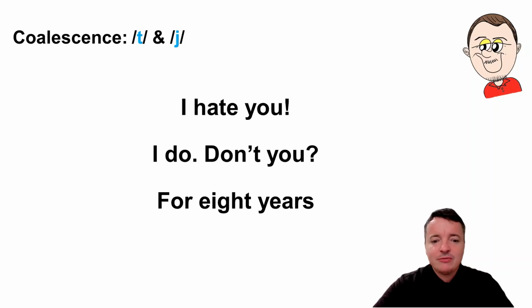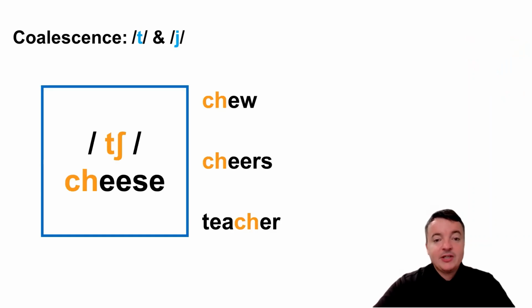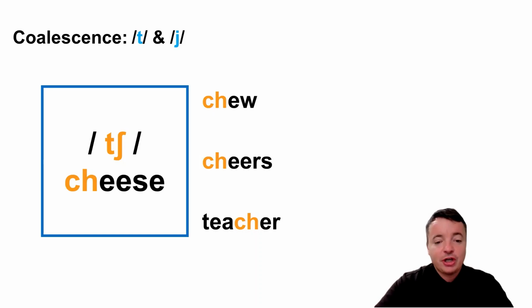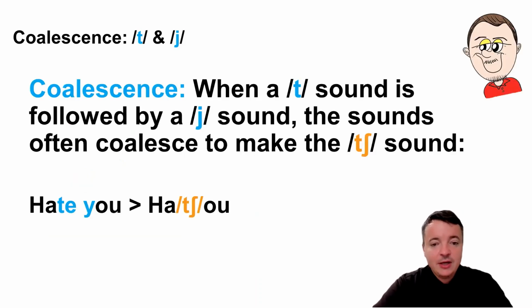Okay, did you notice what sound the t and y combined to make? Well, it's the ch sound. For example, cheese, chew, cheers, teacher. So the t and y combine to make ch. So coalescence, when a t sound is followed by a y sound, the sounds often coalesce to make the ch sound. Not always, but very often in natural, fluent, everyday speaking.